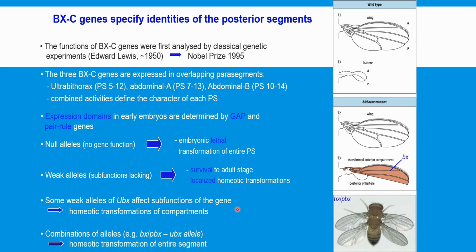And actually you could combine these weaker alleles and get genetic interactions. So if you took bithorax and PBX, which is an ultrabithorax allele, and you put them into the same animal, the animal would survive but have worse phenotypes, and you have complete transformations of entire segments.